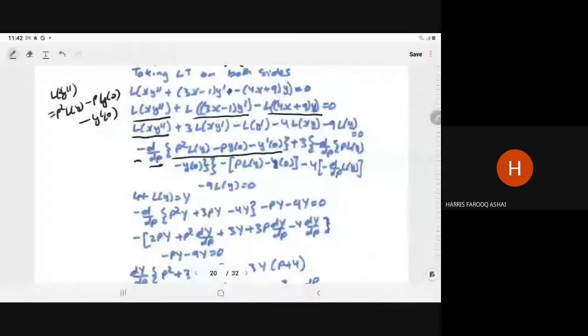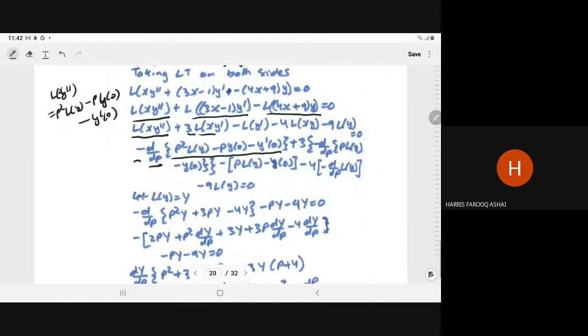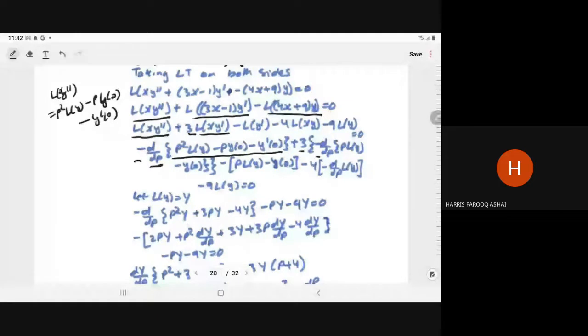Now, this is 3 into Laplace of x y dash. So 3 times minus d by dp of L of y dash. L of y dash is p L of y minus y at 0. Then Laplace of the y dash is p L of y minus y(0), minus 4 Laplace of x into y, minus 4 times minus d by dp of L of y, minus d by dp of L of y, minus L of y, is equal to 0.